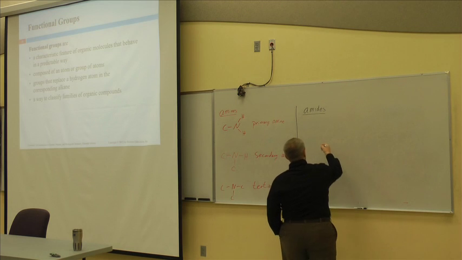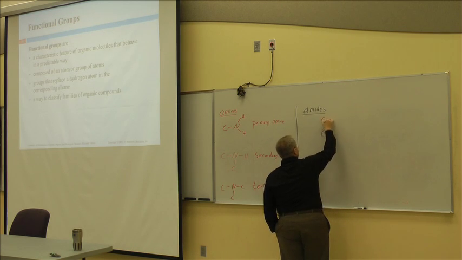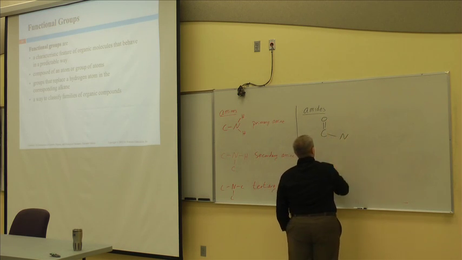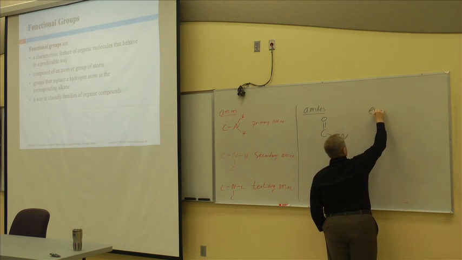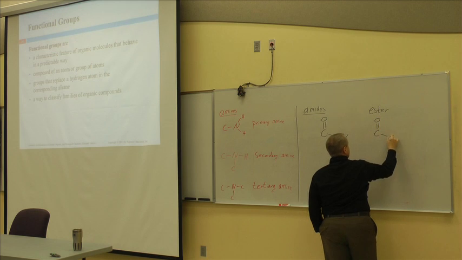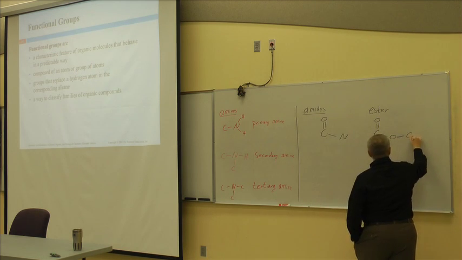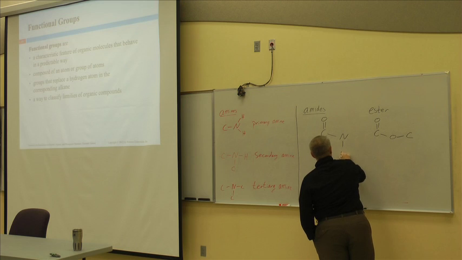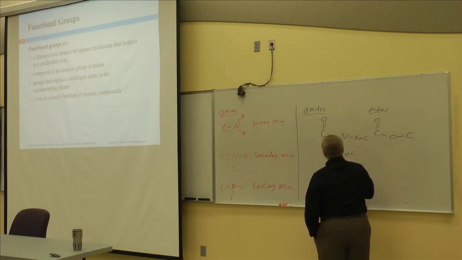Amides are like this: a carbonyl bonded to a nitrogen. Now, ester we've already done, is that. An amine, here it can be hydrogen or carbon. And over here, another one.